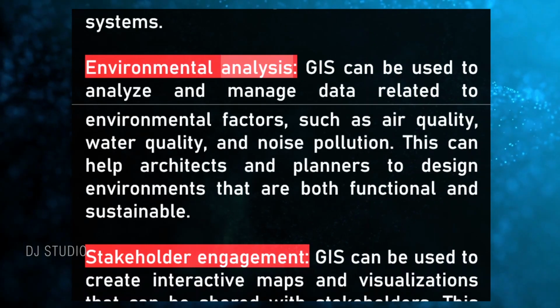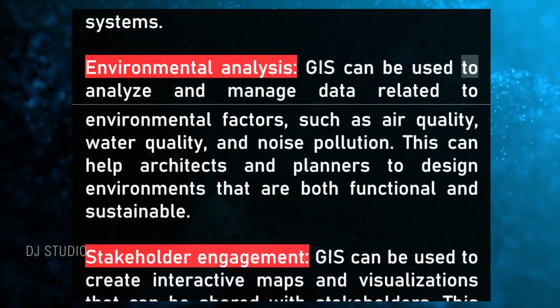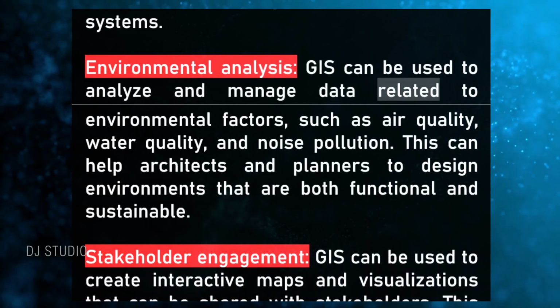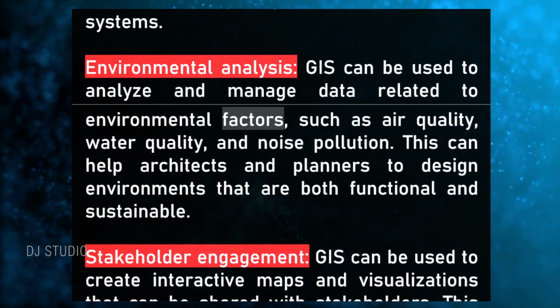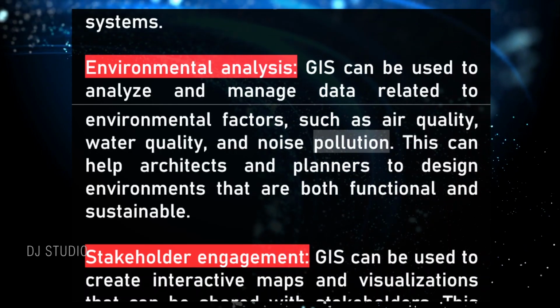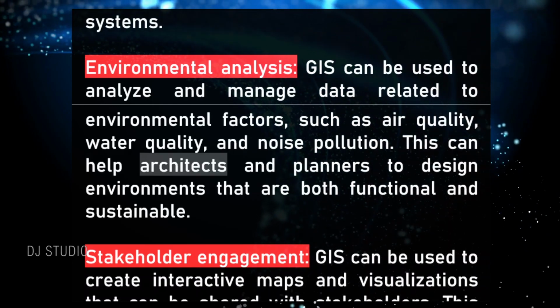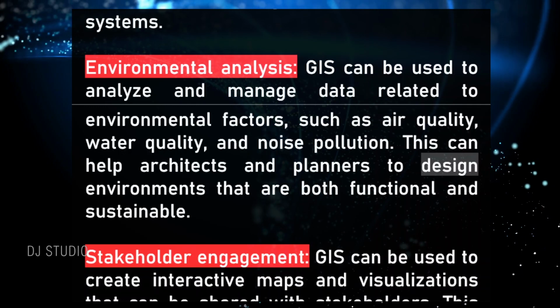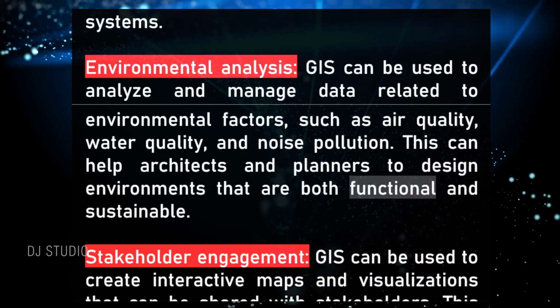Environmental analysis. GIS can be used to analyze and manage data related to environmental factors, such as air quality, water quality, and noise pollution. This can help architects and planners to design environments that are both functional and sustainable.